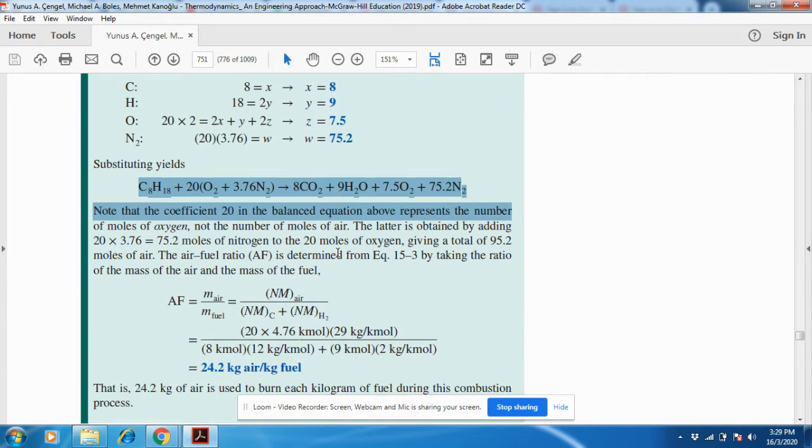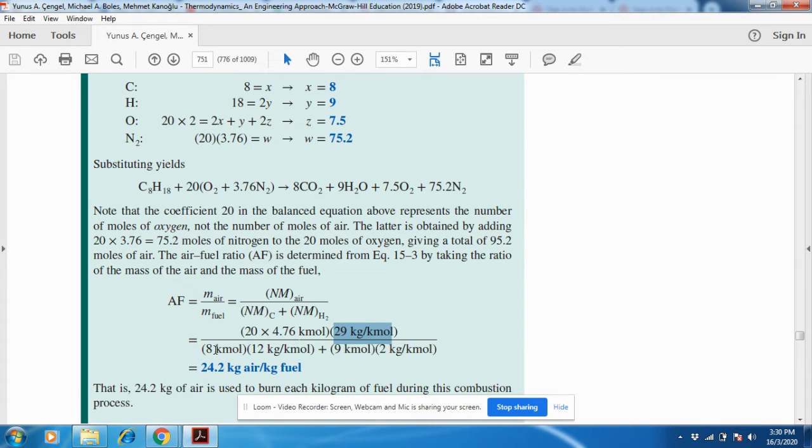The second part of the problem asks us to do the calculation for air-fuel ratio. For air-fuel ratio, we have to compare mass of air with mass of fuel, and the mass of any component can be found from the product of molecular mass and kilomoles of the compound under consideration. So for mass of air, how many kilomoles of air were there, and what is the molecular mass of air? We have used 20 kilomoles, but 20 kilomoles were for oxygen. Every kilomole of oxygen requires 4.76 kilomoles of air. So 20 kilomoles of oxygen would require this many kilomoles of air, and this 29 is the molecular mass of air.